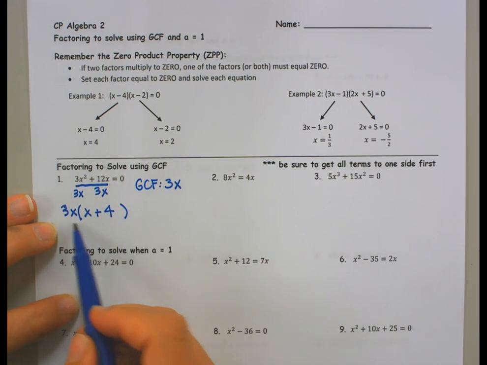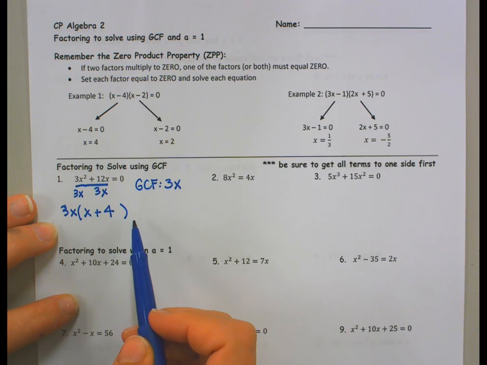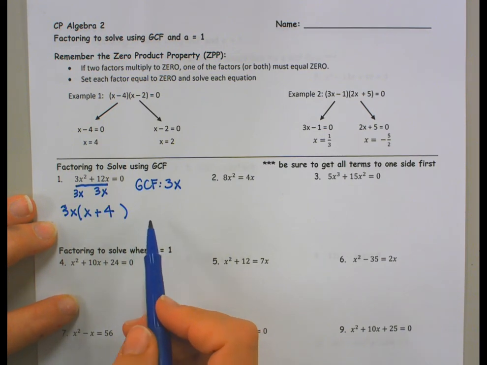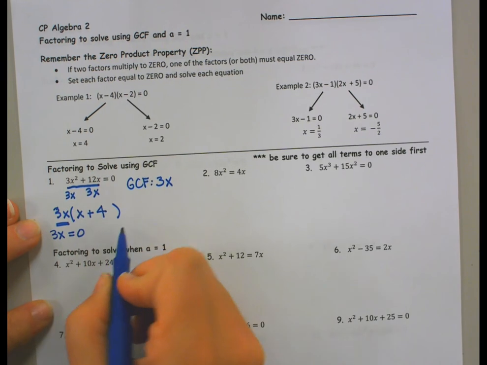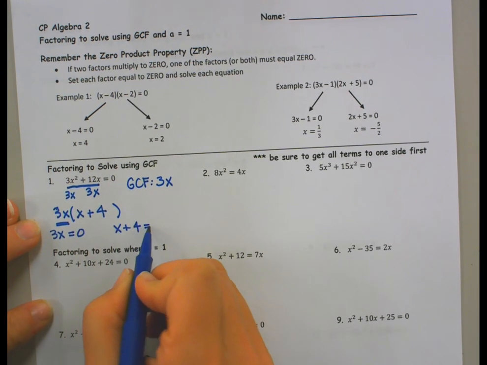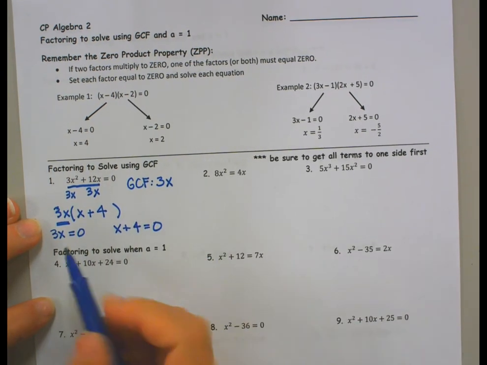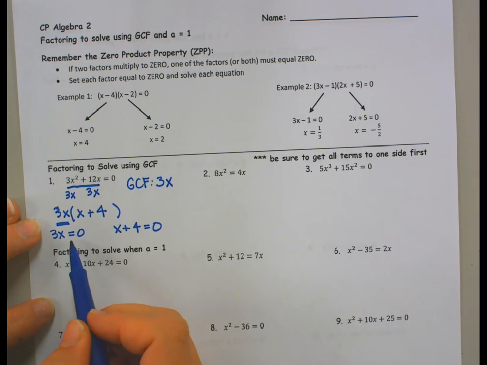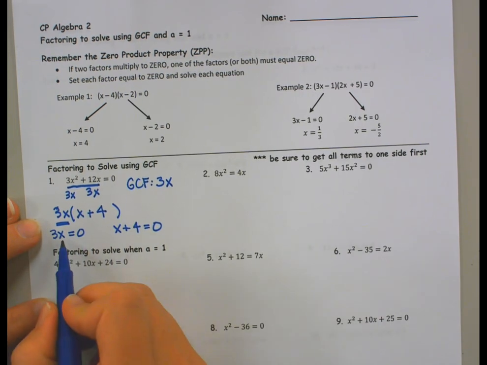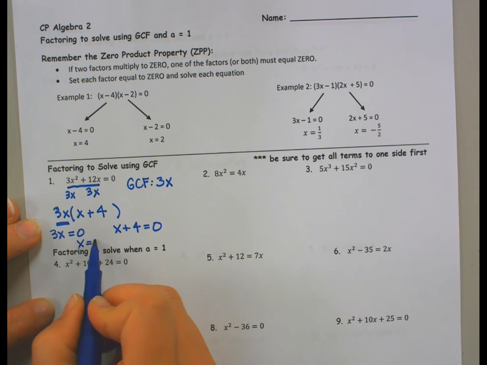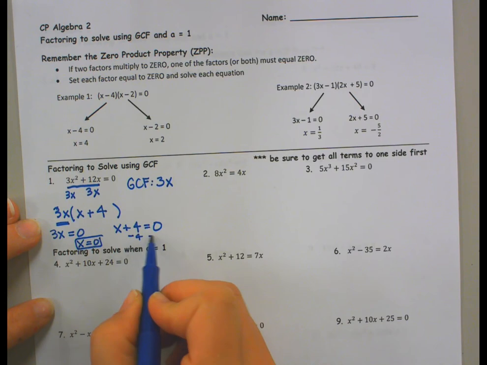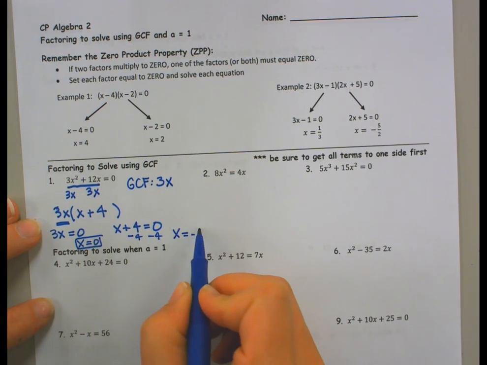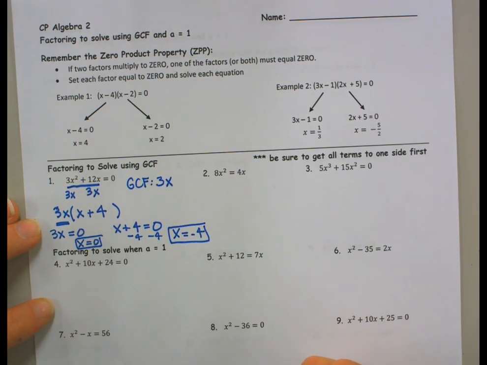So this is the factored form when we factor out our GCF. Now to solve, I'm going to take both factors, and 3 is included as a factor. So I'm going to take 3x and set it equal to 0, and then I'm going to take x plus 4 and set it equal to 0. When I solve this, I would be dividing both sides by 3 to get x by itself, which gives me x equals 0 for this factor. And then here, I would be subtracting 4 to get x by itself, so I get x equals -4 as my other answer.